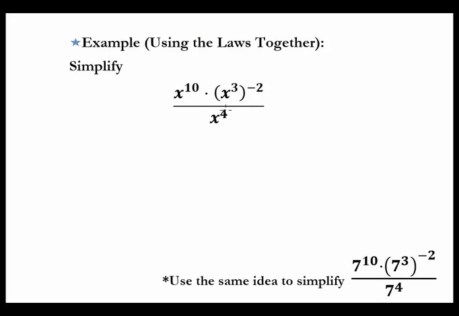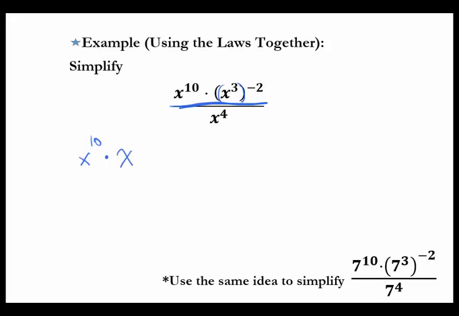So let's use all these laws all together. Let's simplify this ugly thing. The first step is I'm going to look just on the top, just on the numerator of this expression, and it's x to the 10th power times, and here I have a power to a power, right? It's this whole quantity to the -2 power, and I know what I can do. I can multiply the exponents when I have a power to a power. Even if they're negative, it's okay. We can still follow that pattern.